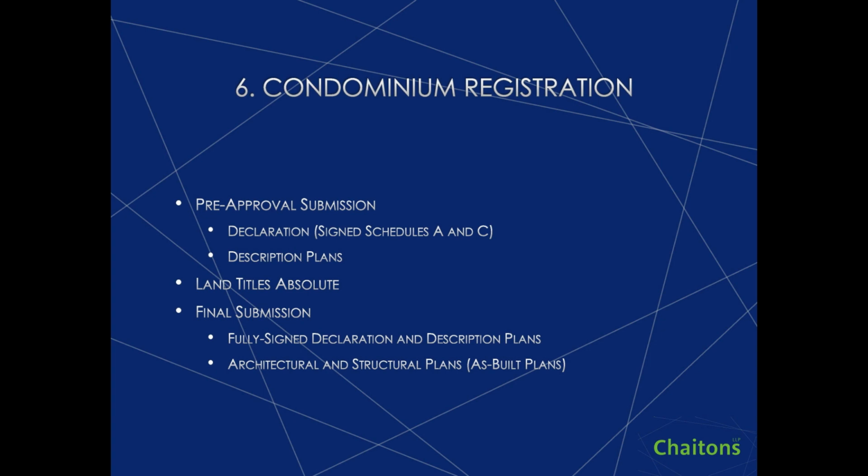Your lawyer and surveyor will first check to see if you have Land Titles Absolute Plus, and if not, make sure that's done before registration. Once you're ready to submit, you just provide the fully signed declaration and description plans to the registry office along with their filing fee. And the architectural and structural plans, the as-built plans that the condo corporation will keep on record. Your surveyor is going to be the one to collect those from the architect and the engineer and make sure those are submitted as well.